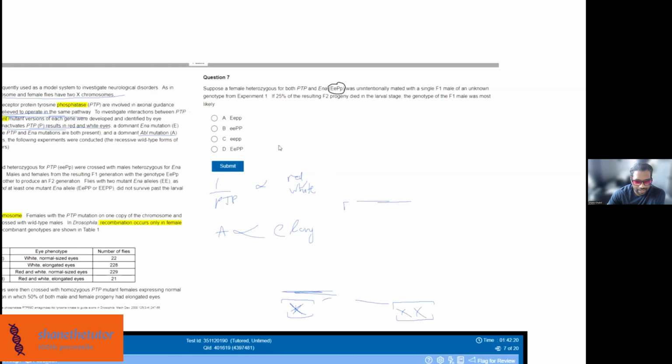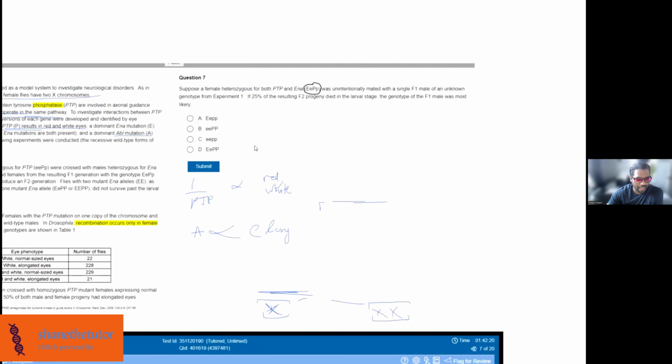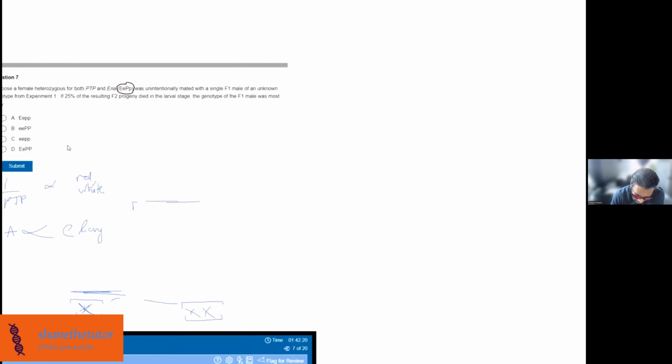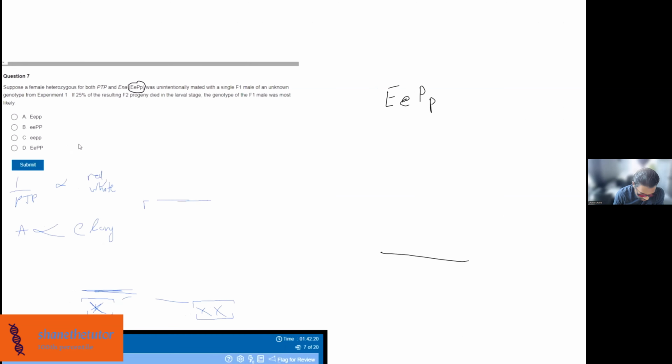Now the question stem asks what happens if a female that has this genotype, big E, big P, was mated with some F1 male. So I'm going to start with that. I'm going to write down the female, big E, big P, little p, and this is going to be mated with some male from the F1 generation.